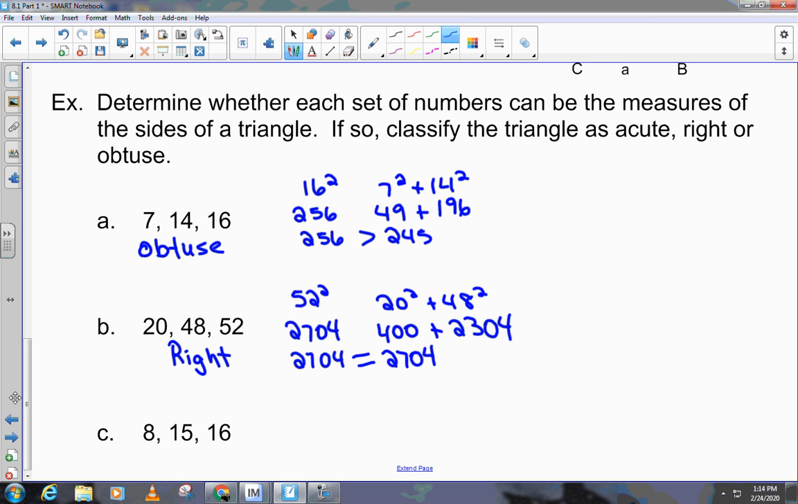I was waiting for somebody to say something. He said, couldn't you just see that it's a family of the 5, 12, 13? Yes. What's the multiplier? 4. 5 times 4, 12 times 4, 13 times 4. But like I said, you don't always recognize it, right? And so sometimes we have to work through it. But that's good. I'm glad you recognize that.